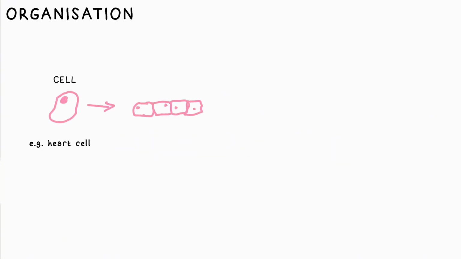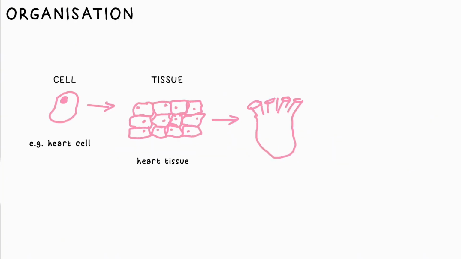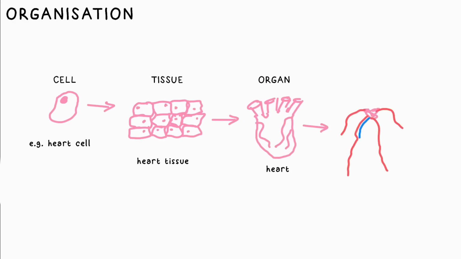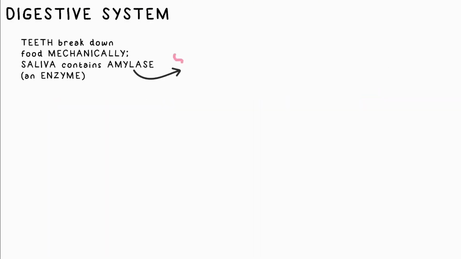When similar cells are connected, we call this a tissue, say heart tissue. Tissues form organs, for example your heart, and organs work together in an organ system like your circulatory system. Your digestive system breaks down food you eat into useful nutrients for your body to use.